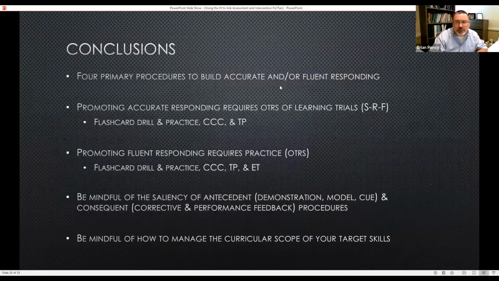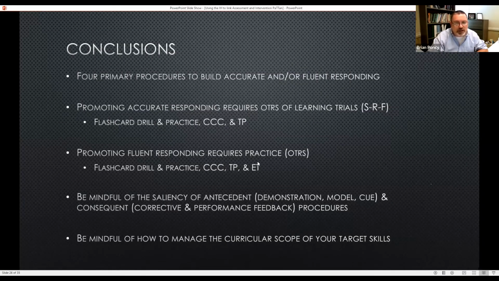All right, so conclusions. 4 primary procedures to build accurate and fluent responding. Accurate responding requires stimulus response feedback or learning trials: flashcard drill, cover, copy, compare, tape problems. Promoting fluent responding requires practice and high rates of OTRs, so flashcard drill and practice, cover, copy, compare, tape problems.